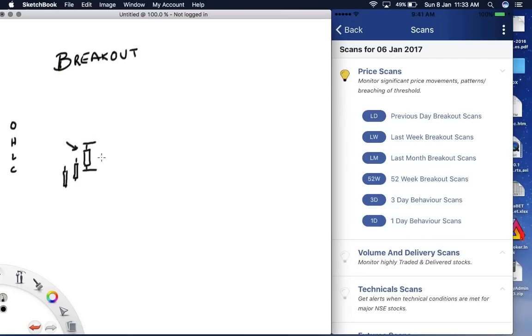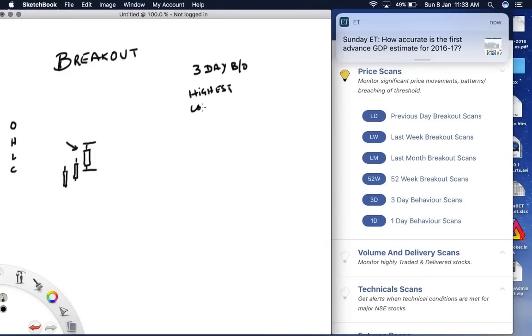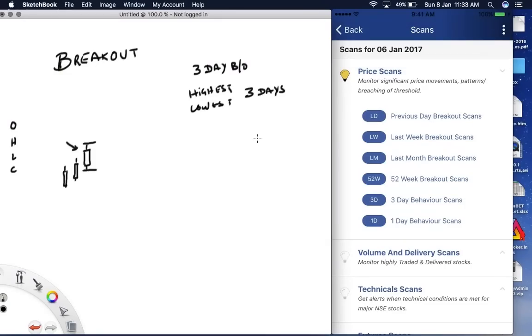So you will get a level on the upside and a level on the downside. In this drawing, the highest level of the last 3 days is this, and the lowest level of the last 3 days is this. If the price goes above this, it's a 3-day breakout on the upside. If the price falls below this, it's a 3-day breakout on the downside. Now, the first one in our price scans is the previous day breakout scan. What does previous day breakout scan mean?